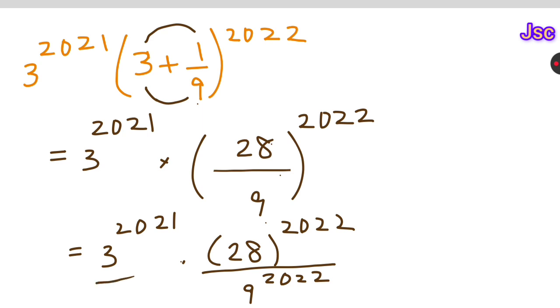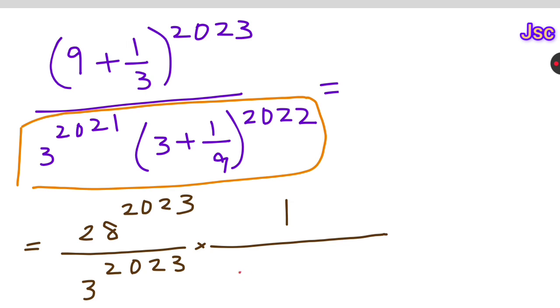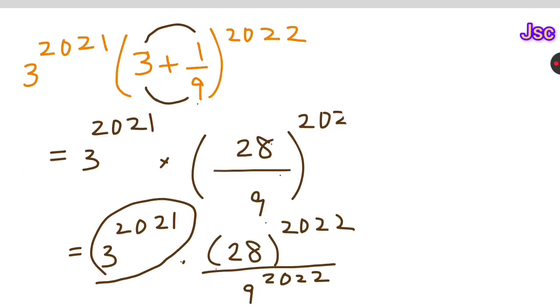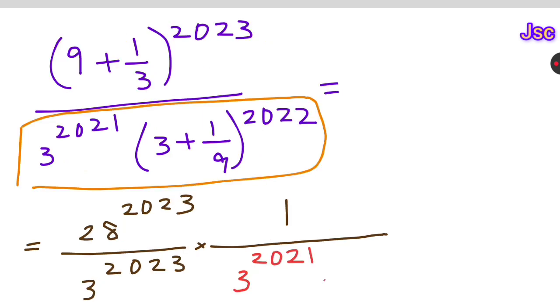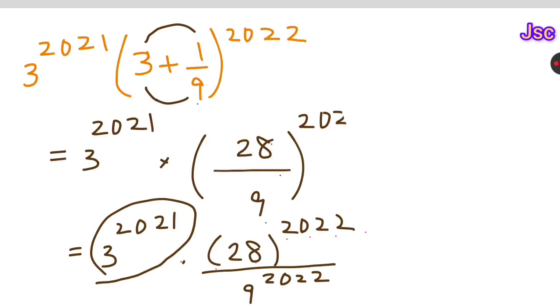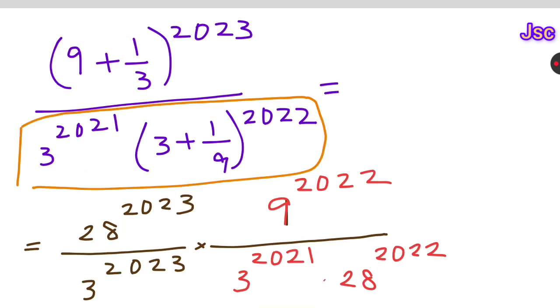So what is our denominator? 3 raised to the power of 2021 times 28 raised to the power of 2022 over 9 raised to the power of 2022. So it is in the denominator, so it goes to the numerator. Here at the denominator we have 3 raised to the power of and 3 raised to the power of. So that's why the numerator 9 I am going to convert in terms of 3, which is 3 raised to the power of 2. So instead of 9 I am going to write 3 raised to the power of 2.